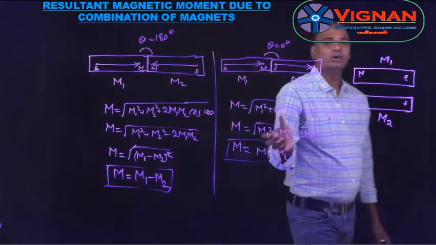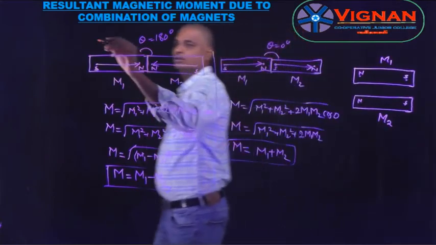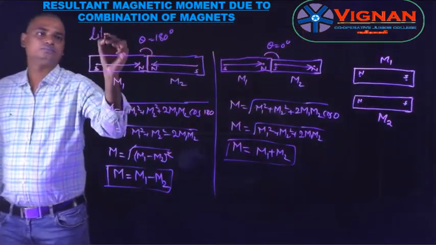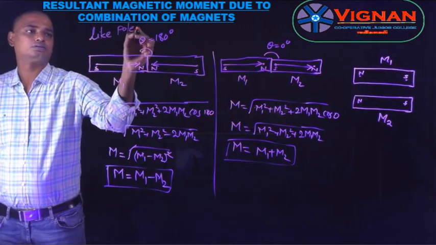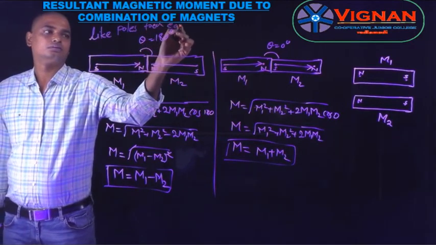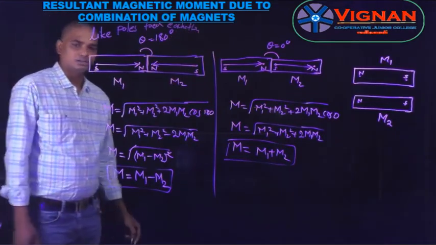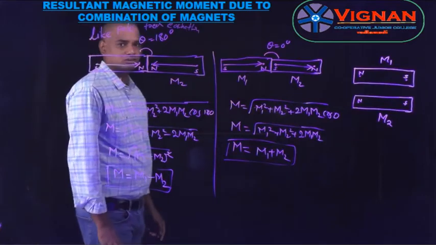When placed coaxially with like poles touching each other, the result is m1 minus m2. Here, like poles touch each other. There, unlike poles are touching each other. So these are the two cases.